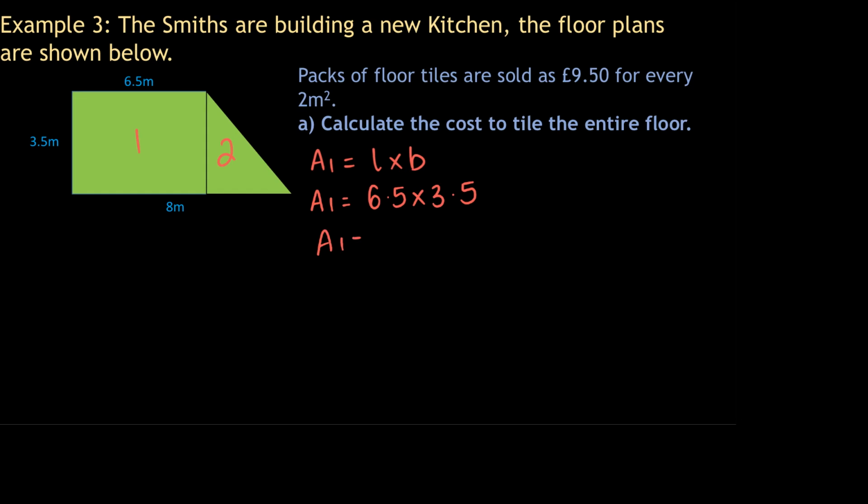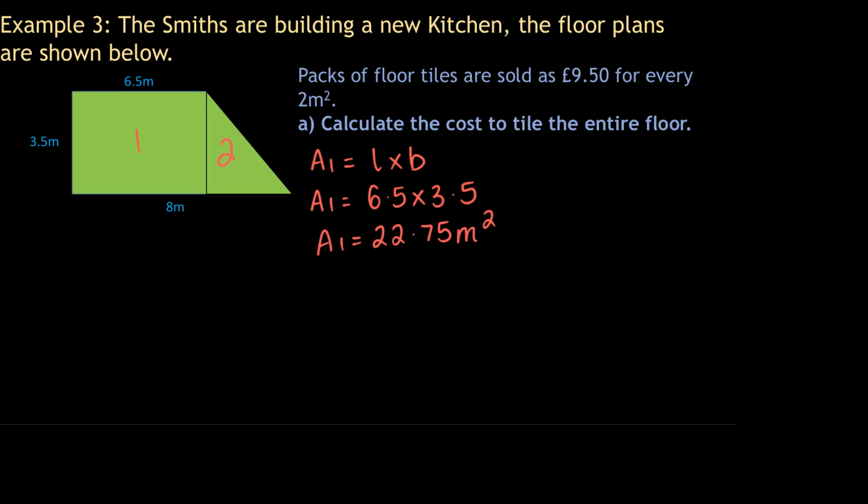You'd be using a calculator for this one because we're multiplying 2 decimals together. And the answer comes out to be 22.75. Remember, it's in square metres.